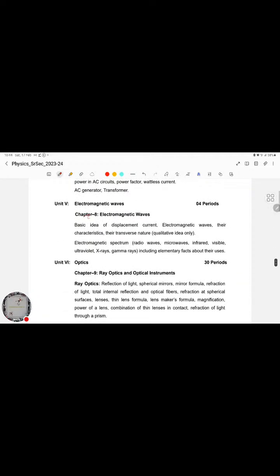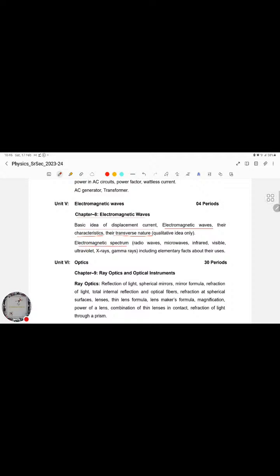So here we have electromagnetic waves, the basic idea of displacement current. So the idea of displacement current, we are going to have some discussion about it, and then we'll enter into what are electromagnetic waves, their characteristics, their transverse nature, and the qualitative idea. For the transverse nature, we are having only the qualitative idea, we are not entering into the quantitative aspect. Next we'll have the electromagnetic spectrum, which proves to be one of the important parts of this chapter.